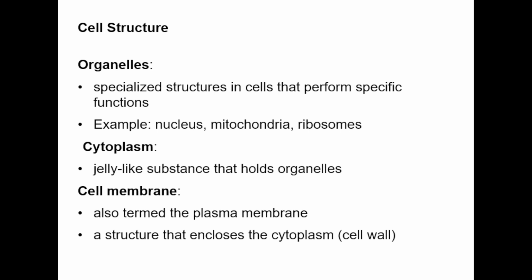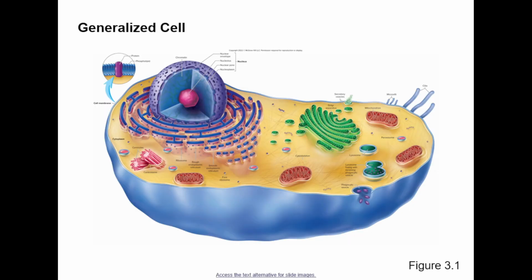And the cytoplasm and the organelles are all kept in one compartment by the cell membrane, which is also called the plasma membrane. And this is the structure that encloses the cytoplasm. Basically, it acts as the wall of the cell. So let's begin with, of course, the very important structure called the cell membrane.